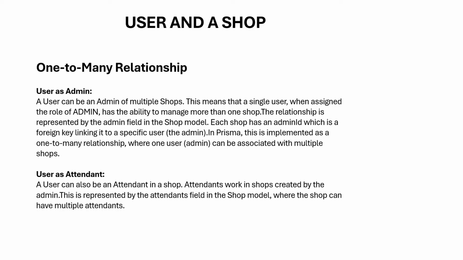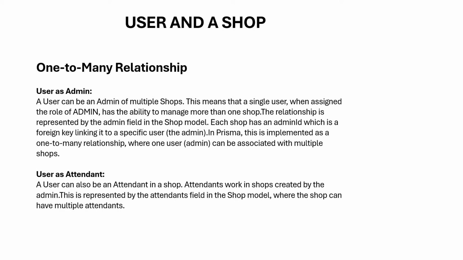But basically, the common one, as I've said, is a one-to-many relationship. A one-to-many relationship is when one item has many things. For instance, a user can be an admin of multiple shops. So we have now one user can have many shops. That is a one-to-many. A single user can have multiple shops. He can own multiple shops. So that is a relationship.